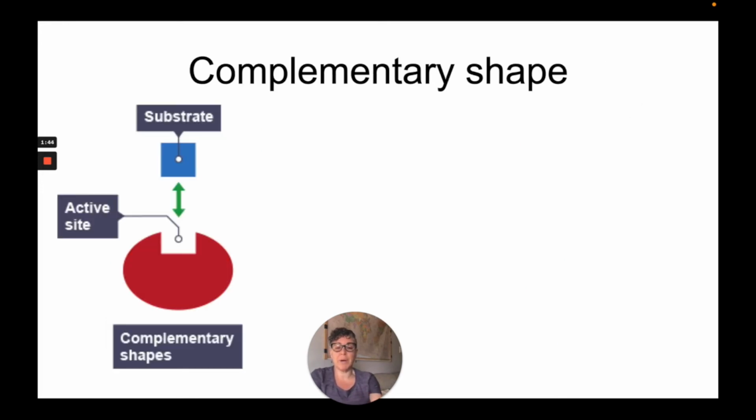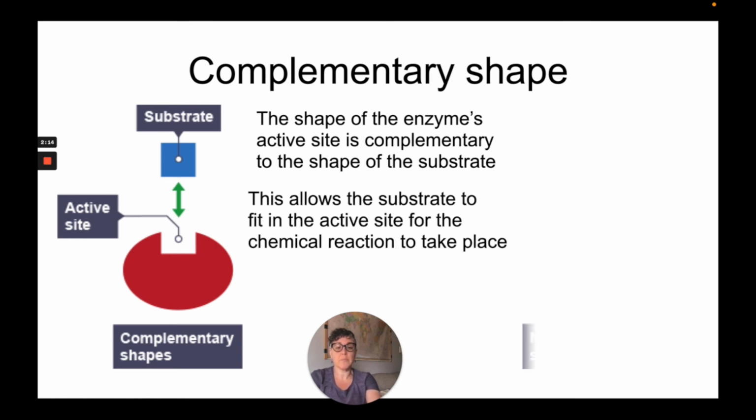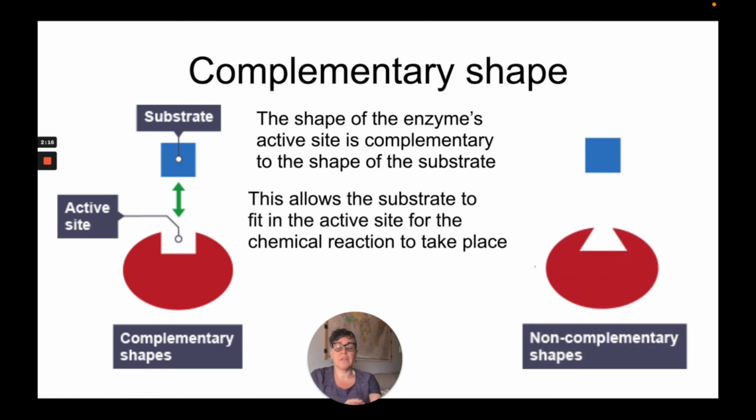And so how this binding happens is because the substrate and the enzyme have what are called complementary shapes. Well, it's not the whole enzyme, it's the active site of the enzyme that has what is called a complementary shape to the shape of the substrate. So you can see in this diagram on the left-hand side that the substrate has that particular shape, and the active site also has the complementary shape, so they can fit together. And this is going to allow the chemical reaction to actually take place.